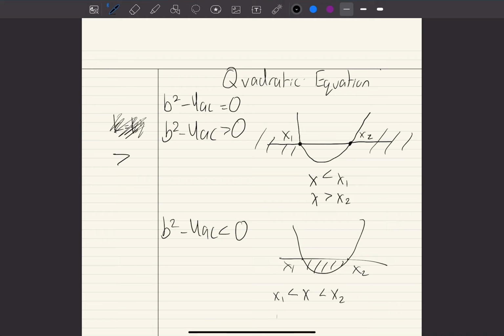And I want you to write x1, which must be smaller than x2, is smaller than x, while x is smaller than x2. Basically, x is in between these two values, but is not equal to these two values. It's in between, which is shown by the graph up here in the shaded region.